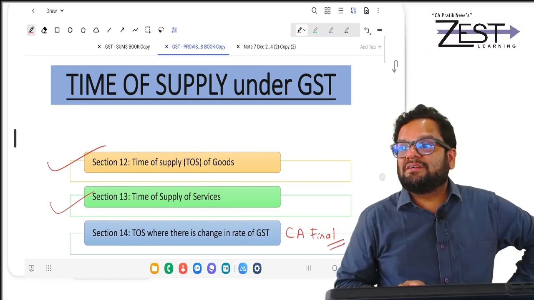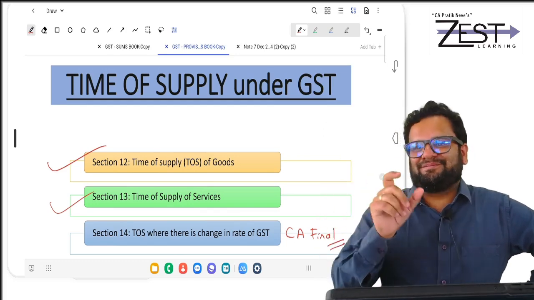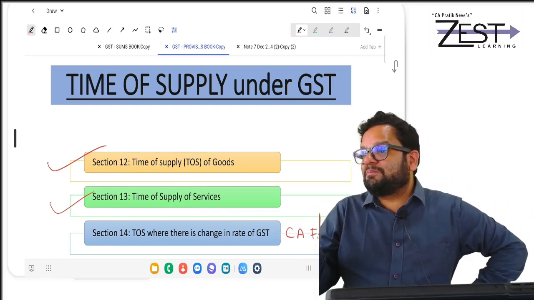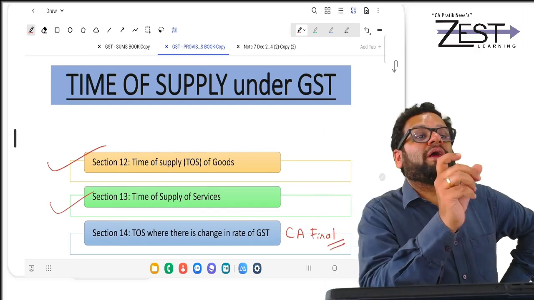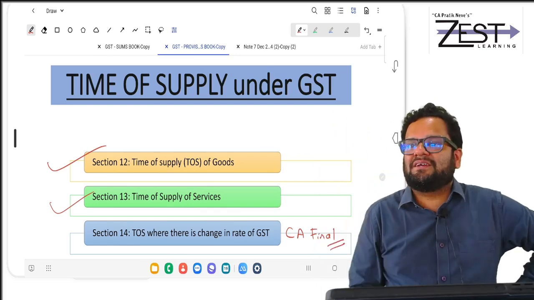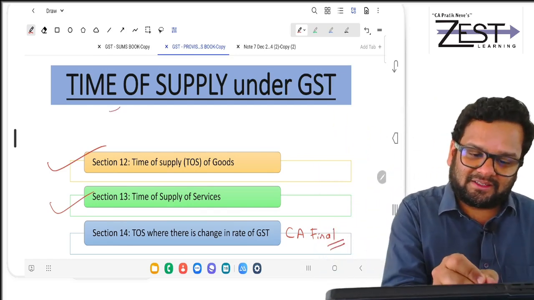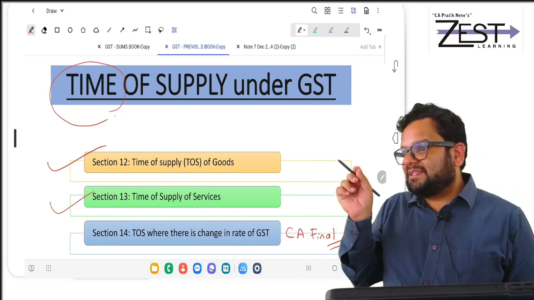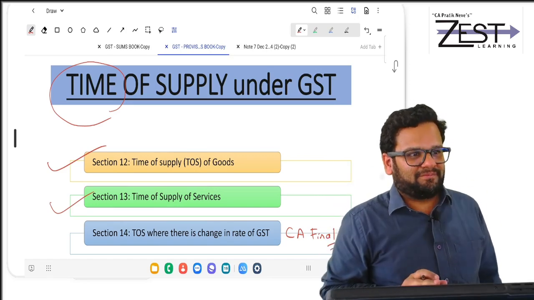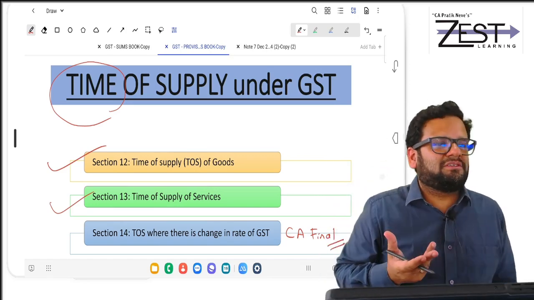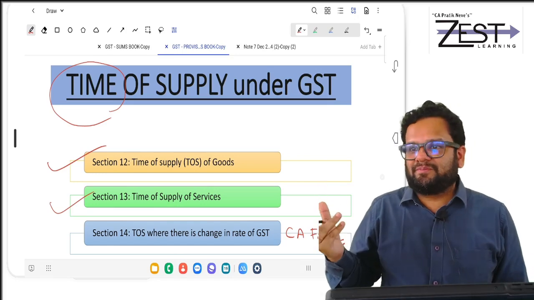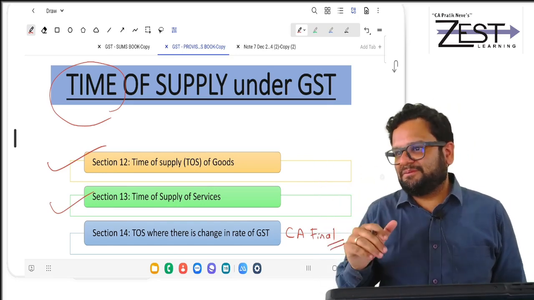But the point is, when is supply completed? When can we say that there is a time of supply? At what point can we say that yes, supply is done? That is called time of supply. It is the point when you will recognize that supply has taken place. You will say, so what, sir? It is easy to identify. But many events are there.